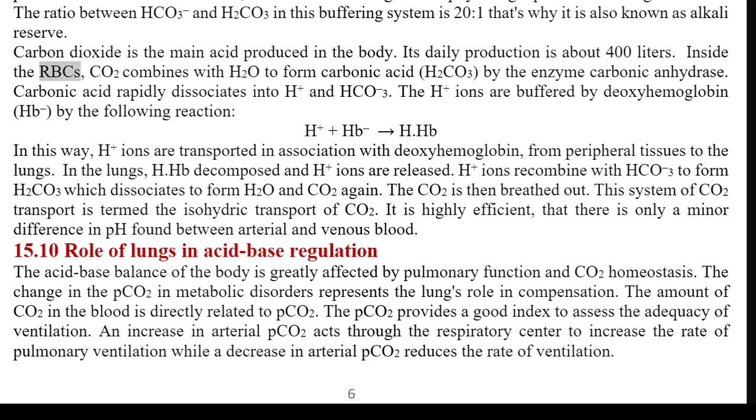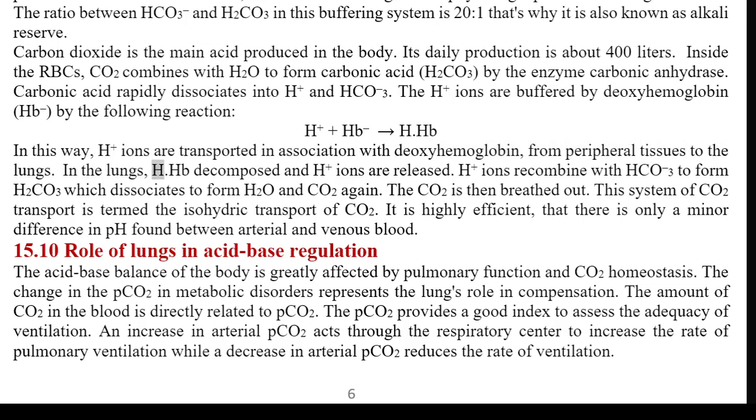Inside the RBCs, CO2 combines with H2O to form carbonic acid, H2CO3, by the enzyme carbonic anhydrase. Carbonic acid rapidly dissociates into H+ and HCO3. The H+ ions are buffered by deoxyhemoglobin, Hb, by the following reaction. H+ + Hb → H.Hb. In this way, H+ ions are transported in association with deoxyhemoglobin, from peripheral tissues to the lungs.